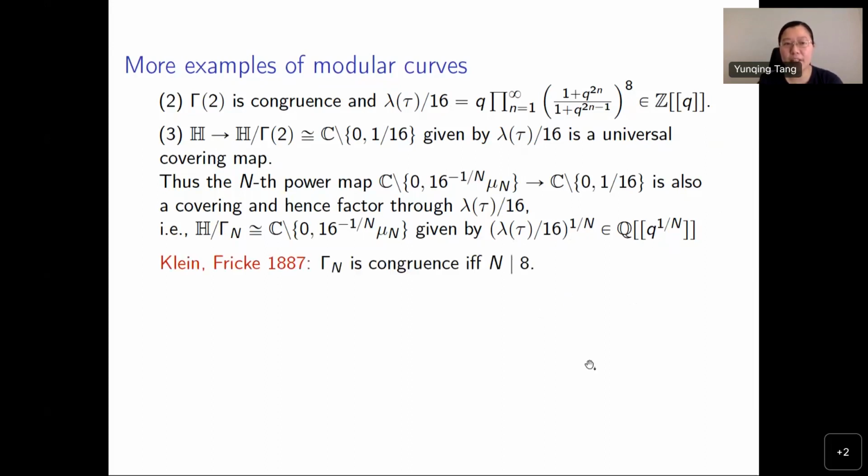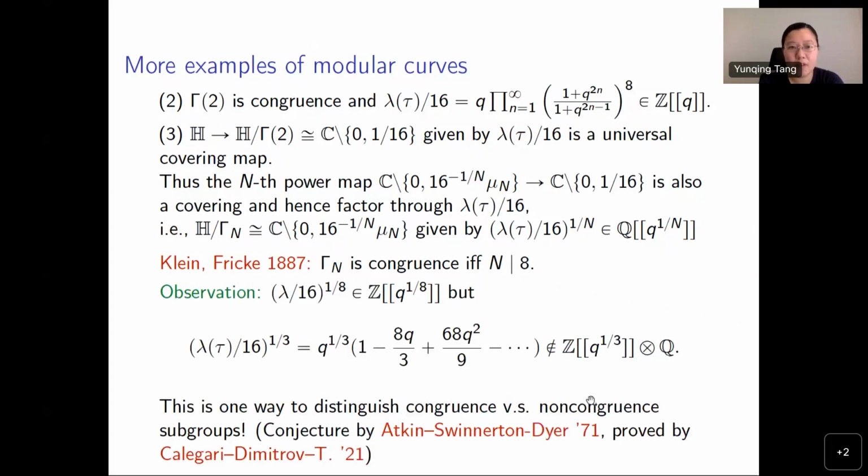So actually, it is a very classical result of Klein, written in lecture notes by Klein and Fricke, that this group is defined by congruence conditions if and only if the n here divides 8. So one can explicitly do a computation to determine this fact, or alternatively, one can have the following observation.